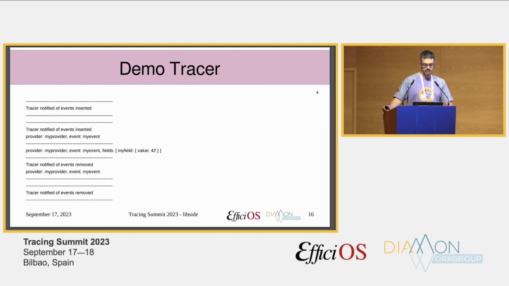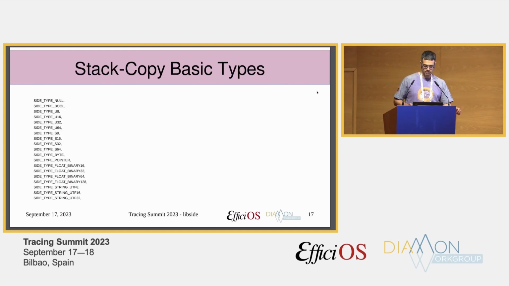So I created a demo tracer in the libside project. It just pretty prints on the console whatever the tracer would record. So in this case, we can see the notification about the events being loaded actually. And then we can see the event firing off. So we have the event with the name, with the fields and everything.